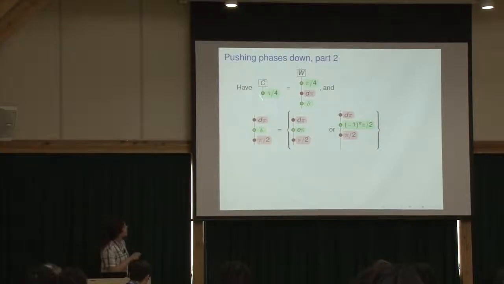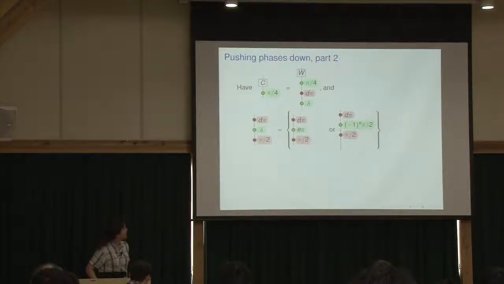So this is just the equation we just derived. If we take this red pi and the green phase and put them to the top of red pi by 2, we can now do the same thing that we tried to do before, so we try to push them through to the bottom. We're again going to distinguish cases depending on whether the green phase this time is a multiple of pi or not.